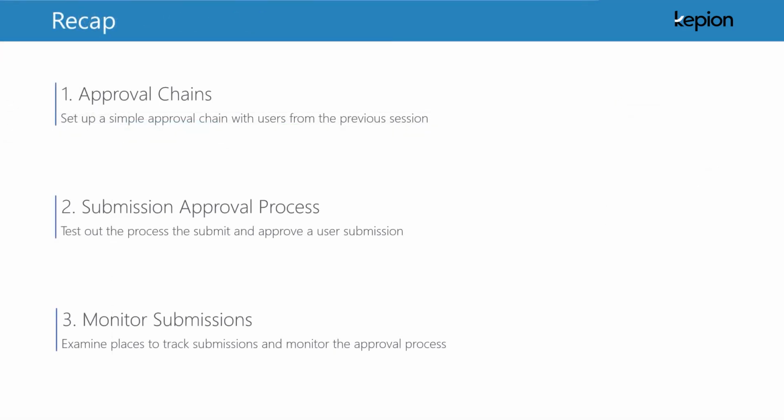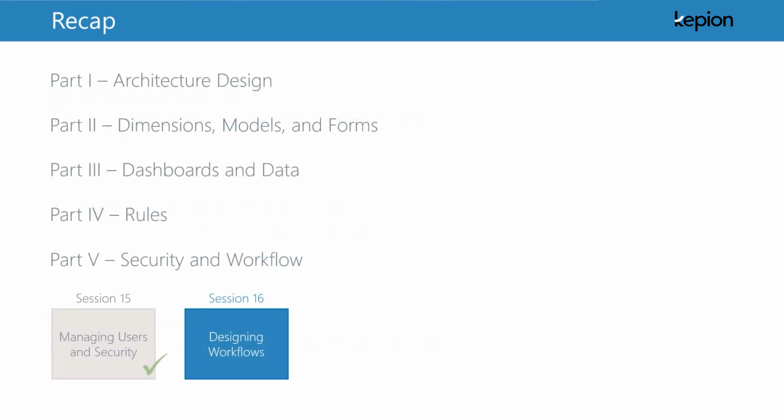In this session, we set up a simple approval chain with the users we created in the previous session. Then we walked through that approval process in the app. And lastly, we examined a few places where we can track submissions and monitor the approval process. This concludes the Kepion training video series.